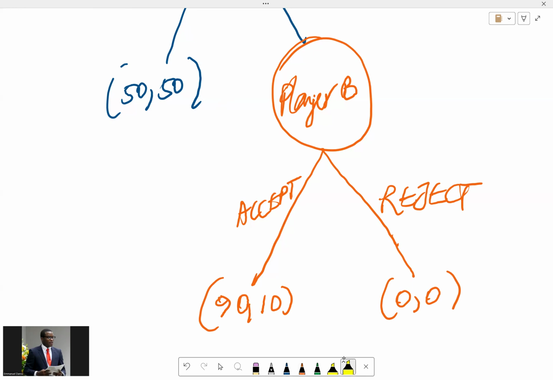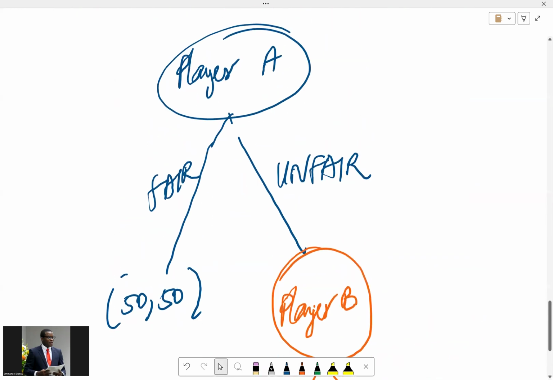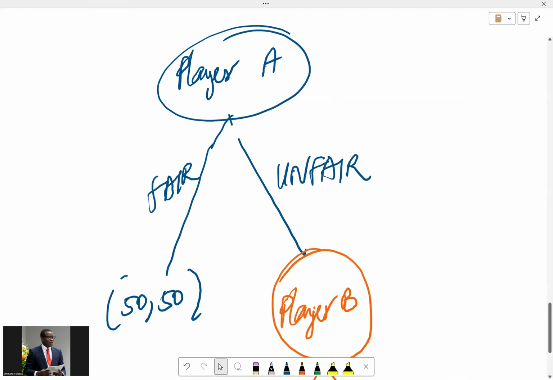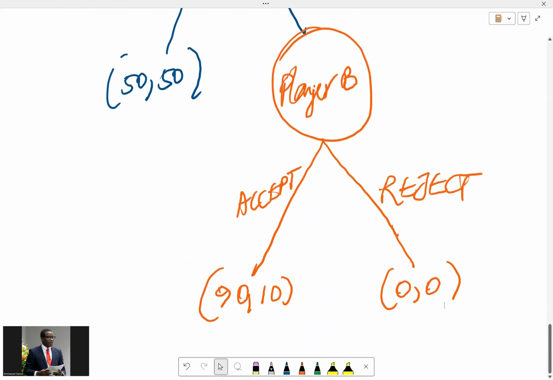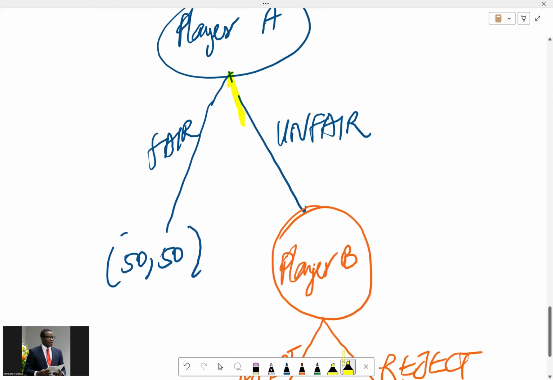So we know, for a rational player, I think that's really important to emphasize, a rational player would rather go with $10 than $0. That is why the subgame perfect Nash equilibrium is going to be like this: because player A knows that player B would accept 10 instead of 0, he would play unfair.